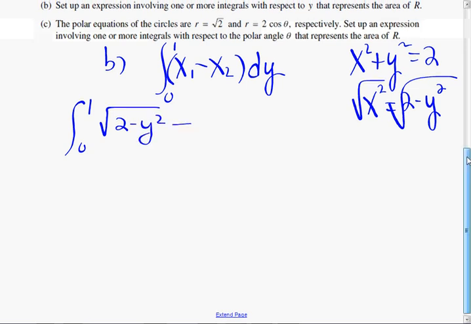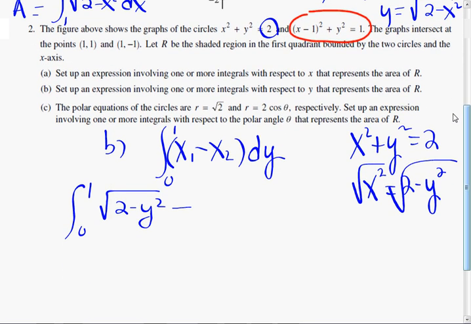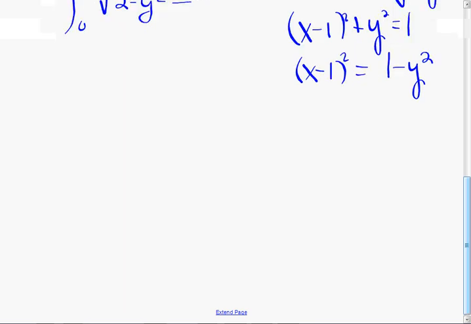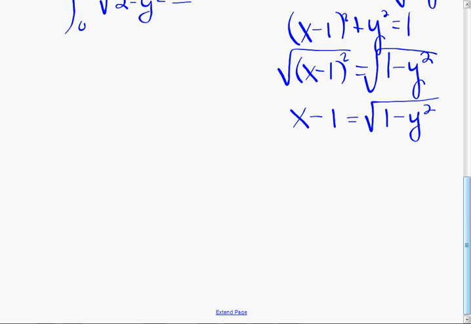to find the other x, which is (x minus 1) squared plus y squared equals 1. And I want to solve for x. So (x minus 1) squared equals 1 minus y squared, and then what do I do? Square root. And again, I want the positive one, so I won't write down the negative because I don't want the one underneath. So x equals 1 plus that. Yeah, it's ugly looking, but since we don't have to integrate it, no big deal.